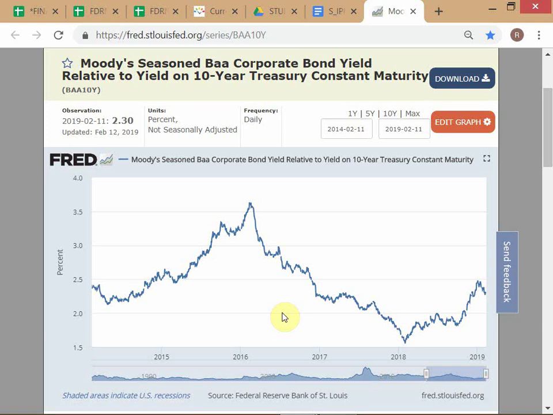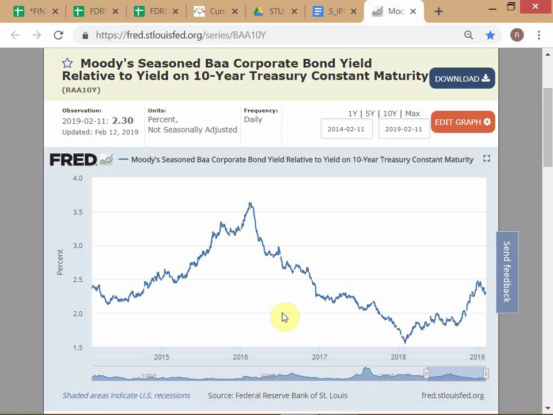They looked at the average yield for BAA bonds for 10 years. So this is a plot of the BAA credit spread. They looked at the average yield for 10-year BAA corporate bonds, and then from that they deducted the yield on the 10-year treasury note for each period. Is this clear? That's how they derived it.